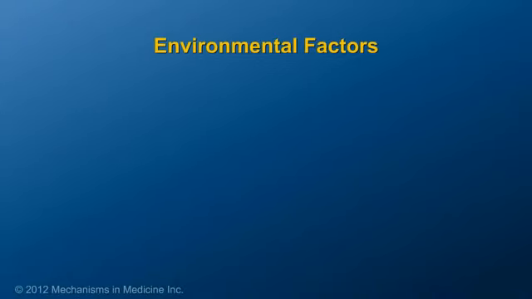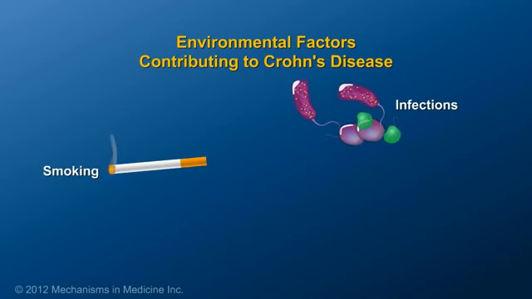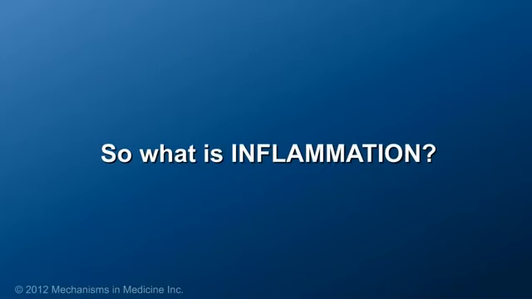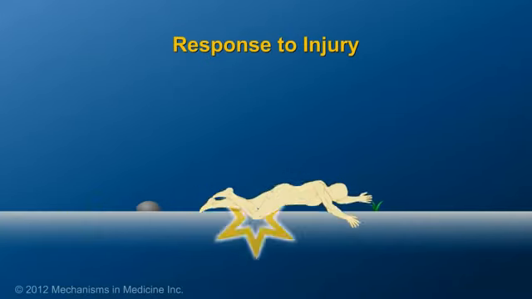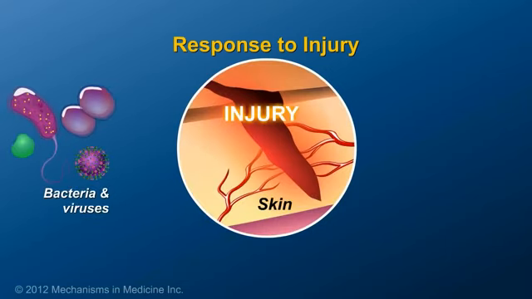Environmental factors that may contribute to Crohn's disease include infections, smoking, and taking antibiotics or anti-inflammatory drugs known as nonsteroidal anti-inflammatory drugs, or NSAIDs. One way that the body can protect against potential bacterial threats is with inflammation. We are familiar with how inflammation looks on the outside of the body, for example, when you have a scrape or a cut.